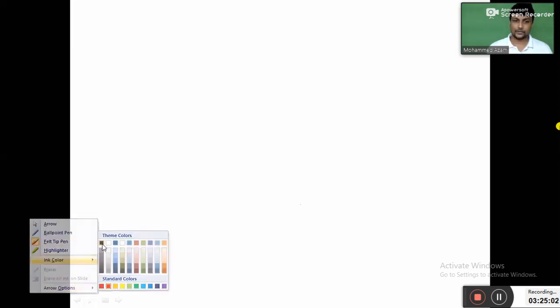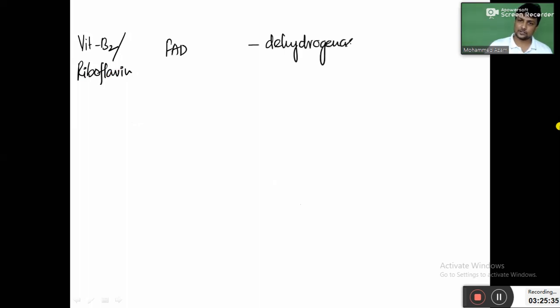Now the next vitamin that we are going to learn, guys, is vitamin B2. Vitamin B2 is also known as riboflavin. Riboflavin is going to form which coenzyme? FAD, flavin adenine dinucleotide. And FAD is required for which enzymes? Dehydrogenases.